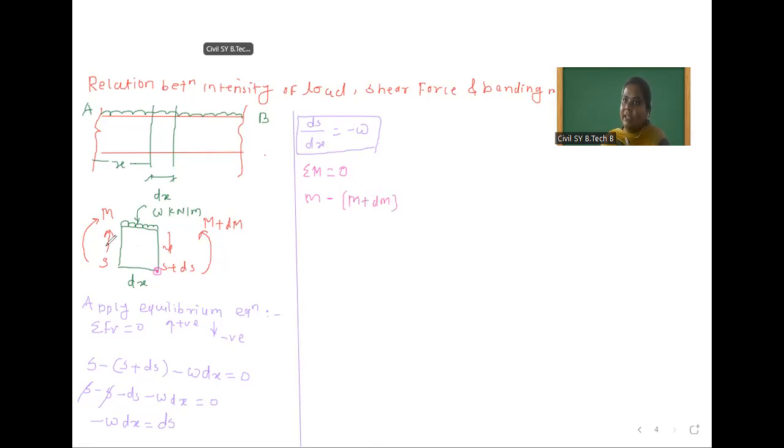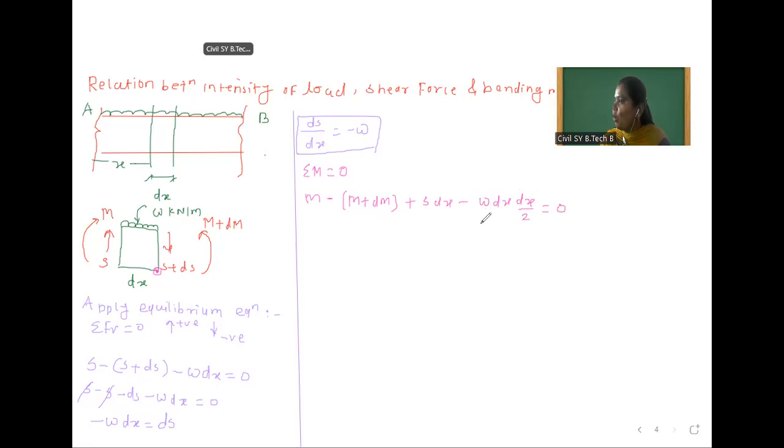After that, this S is again clockwise, so plus S into distance dx. And this S plus dS is acting at this point, so we will not consider it. Now this W is remaining. This creates anti-clockwise moment, so minus W into dx. This is the load, and it will act at dx by 2, which is equal to 0.